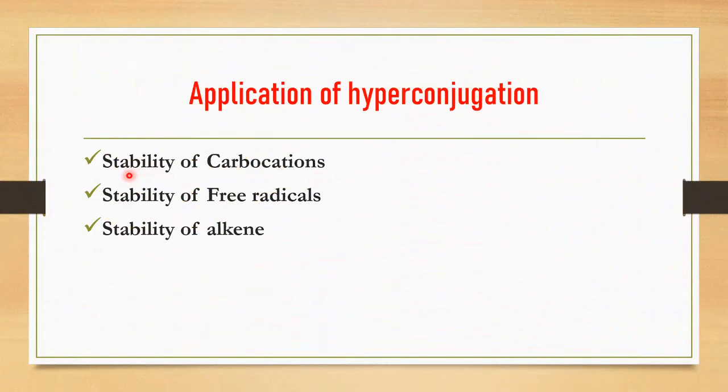Hyperconjugation helps us to explain the stability of carbocation, which is a reaction intermediate. It also helps us to explain the stability of free radical, which is again a type of reaction intermediate, and it also helps us to explain the stability of alkene. So one by one, we will look into the detail of the stability of carbocation, stability of free radical, and the stability of alkene, and we will see how hyperconjugation defines their stability.